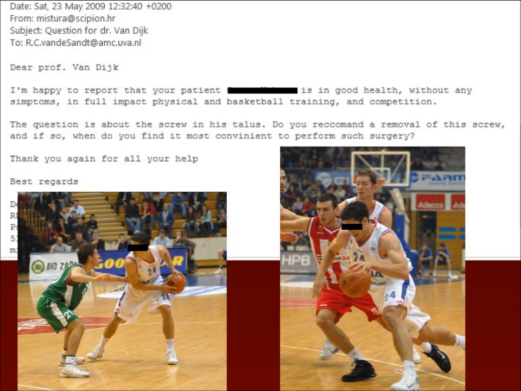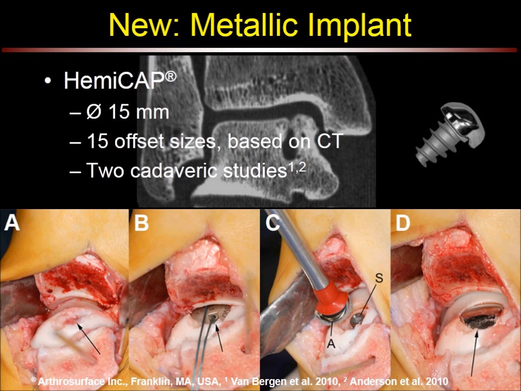Another new device that you can consider, I consider it for secondary lesions. Again, a big defect in the subchondral bone. For me, it doesn't matter so much with what you fill it in. You can fill it with metal, for example this metal device, as long as the cartilage of the opposite side is not compressed.